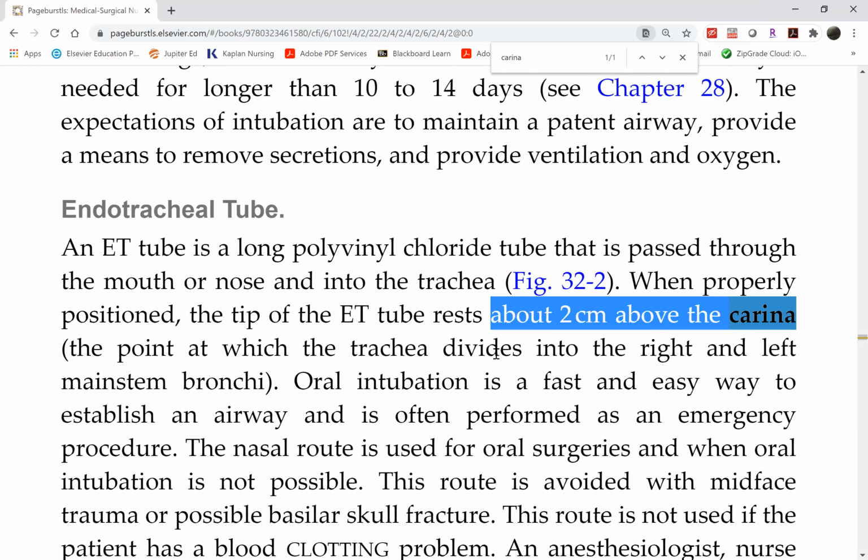So if you don't verify by X-ray, your tube might be in the right mainstem bronchus, which is a problem because remember that tidal volume, the breath that we measured, is measured for both lungs. So if the tube is way too deep, too far into the airway, it will only ventilate the right lung, which can cause fracture or even rupture of the lung because now you're putting the air that's supposed to be for both lungs into only one lung.